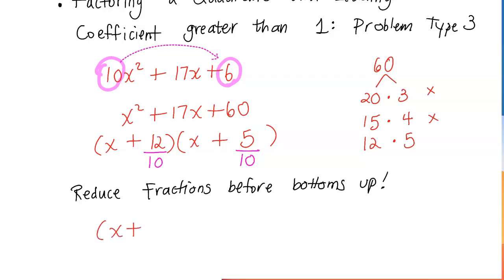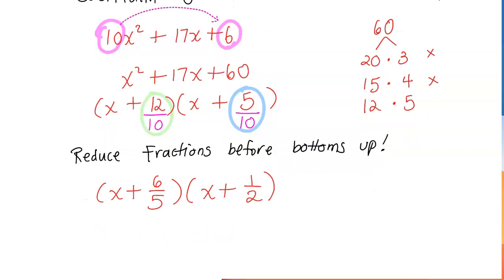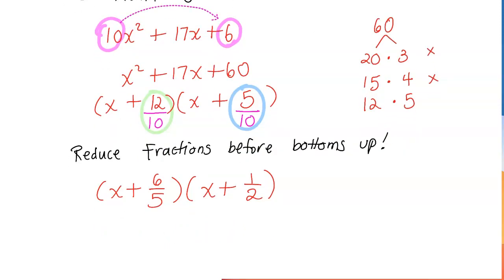So x plus, look at the first fraction. It's 12 over 10. 12 divided by 10 in a simplified fraction is 6 over 5. Okay, x plus. Now, the second fraction is 5 over 10. 5 over 10 reduced is 1/2. After that, notice how 6 cannot be divided by 5 evenly, and 1 cannot be divided by 2 evenly. This is where we have to bring these bottoms up.